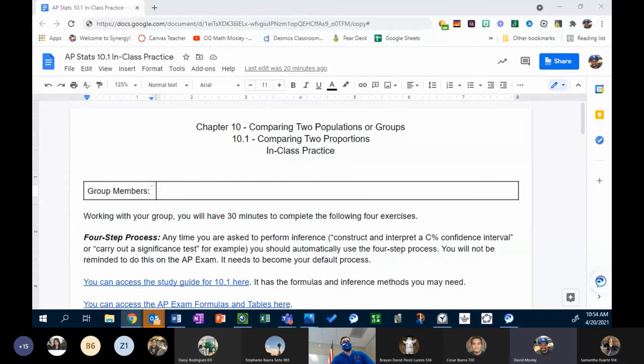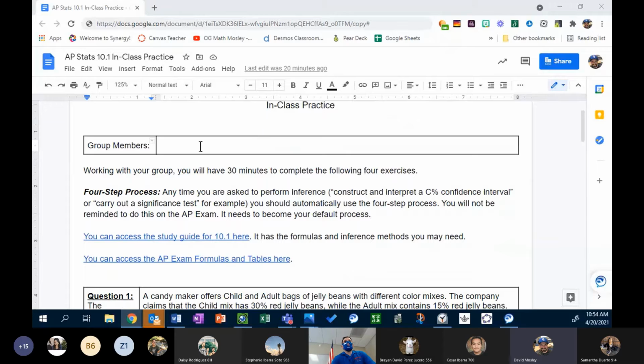All right, at the beginning of this document, notice I've got a note here about the 4-step process. Many of you have not been properly using the 4-step process yet, and that's partially my fault because I haven't been pressing it enough, and it's partially just wanting to do the math and get the answer. So the 4-step process is a must. Anytime you're asked to perform inference, construct and interpret a confidence interval, carry out a significance test, when you see verbiage like that, when you're asked, is there sufficient evidence for this, use the 4-step process.